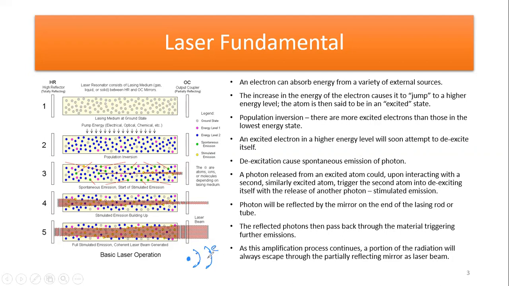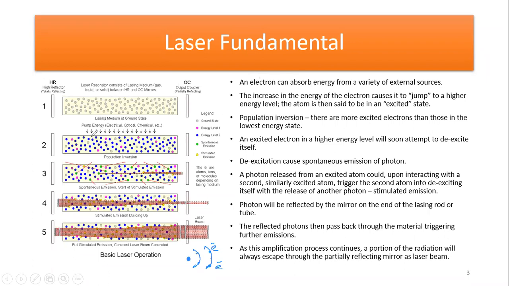So these electrons are basically at stable conditions, then these electrons exist at this stable position, right? So this is what happened initially, right? It says that an electron can absorb energy from a variety of external causes.